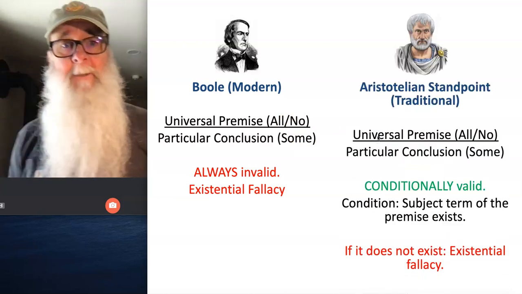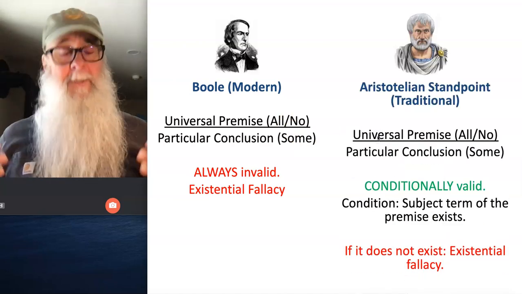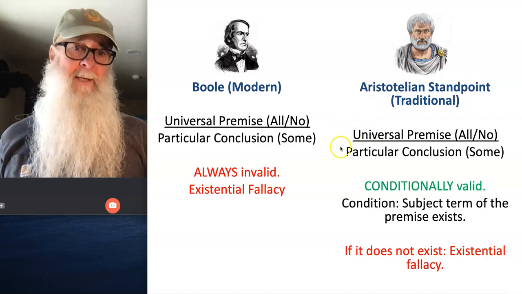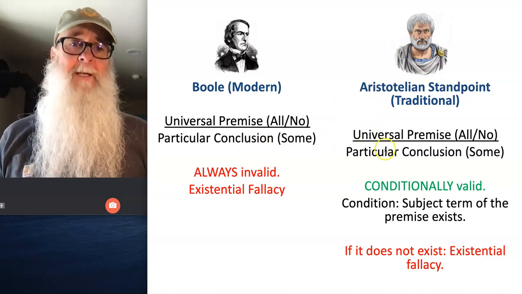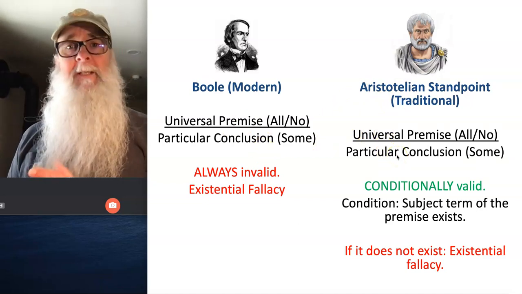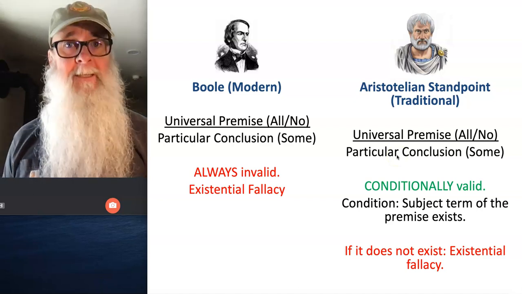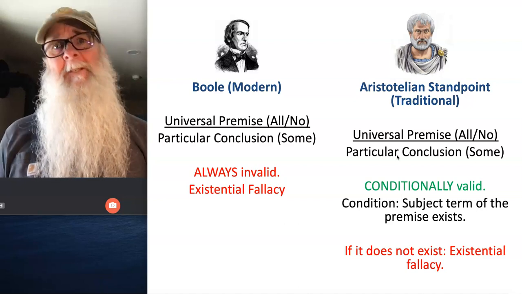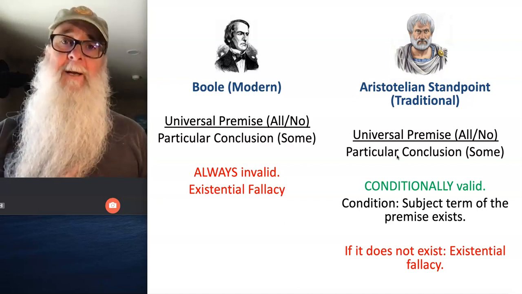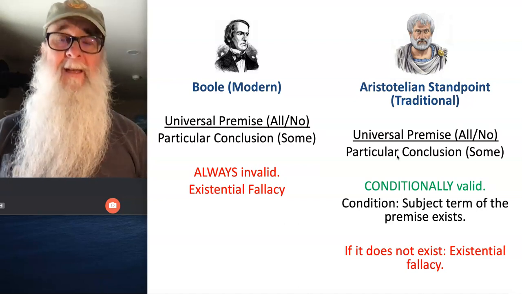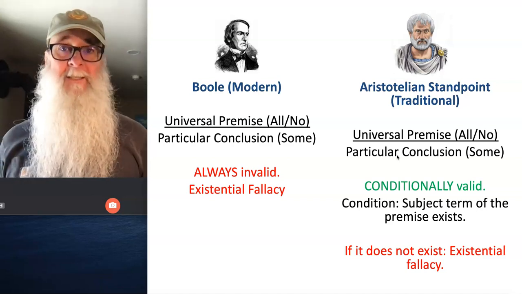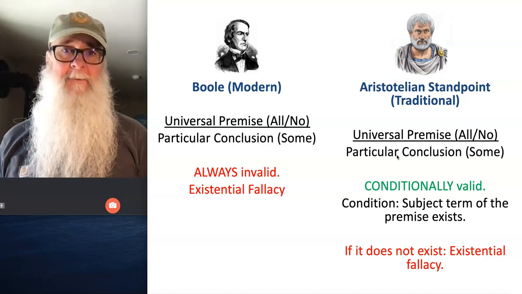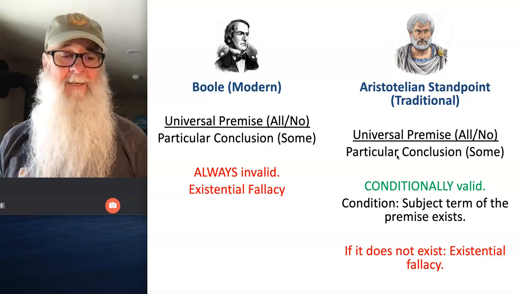However, it might be acceptable from the Aristotelian standpoint. The Aristotelian standpoint will accept an argument with a universal premise and a particular conclusion, and it considers that form of argument to be conditionally valid. The condition that has to be met for it to be valid is that the subject term has to refer to something that actually exists. If the subject term doesn't actually exist, then that argument commits the existential fallacy from the Aristotelian standpoint as well.